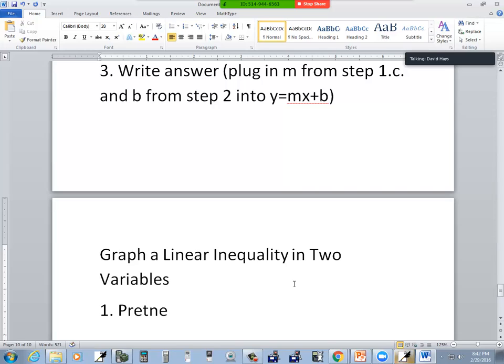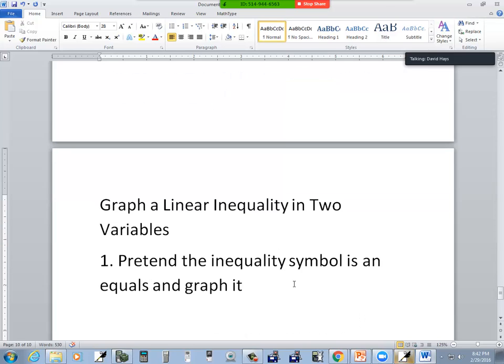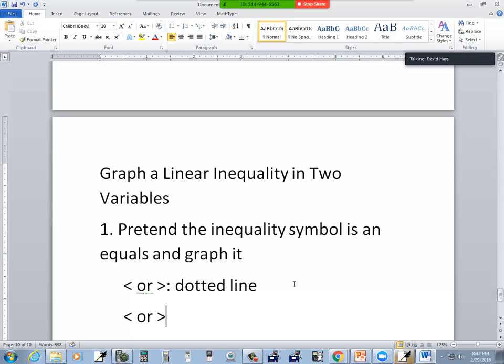Step 1: pretend the inequality symbol is an equals and graph it. Along with that, if we got a less than or greater than, it's going to be a dotted line. If we have a less than or equal to or greater than or equal to, it's going to be a solid line.